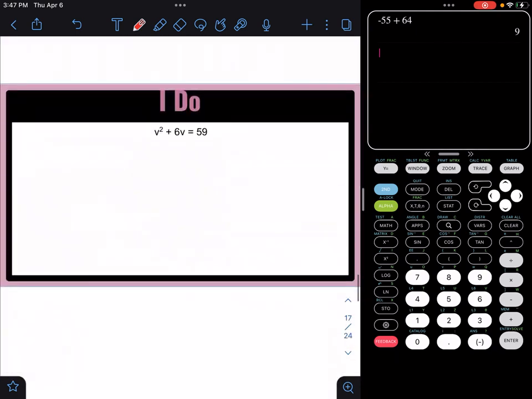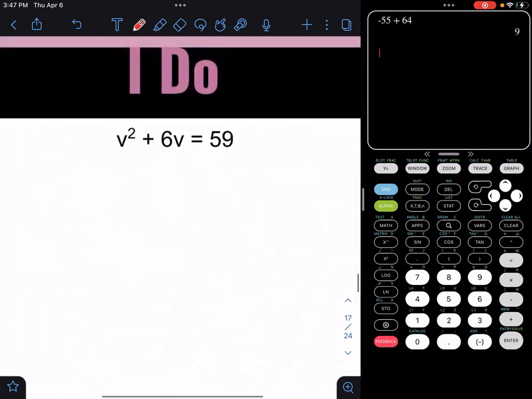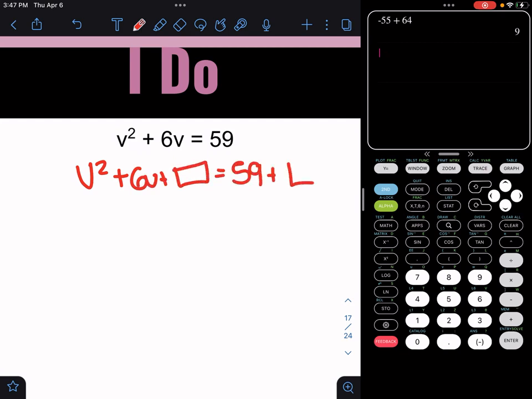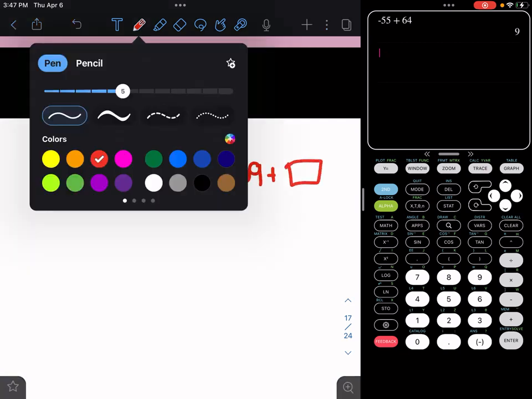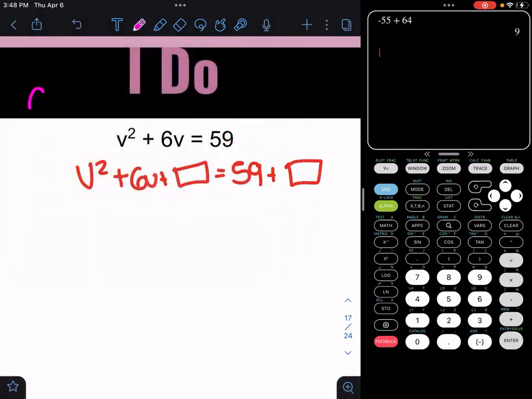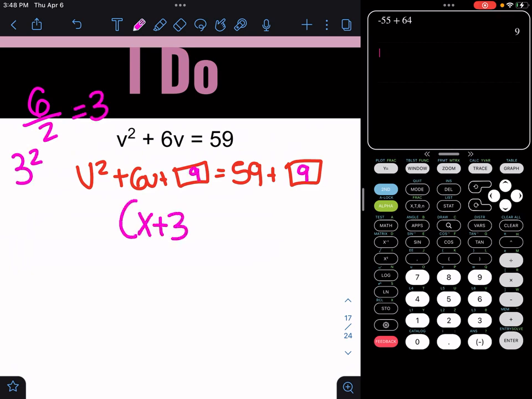Alright, let's look at this next one. Ooh, the c's already on the other side for me. So all I'm going to have to do is add a box to each side. Now what's going to go inside that box? B is 6. 6 divided by 2 is 3. And 3 squared is 9. Alright, so I'm going to end up with x plus 3 squared equals 68.